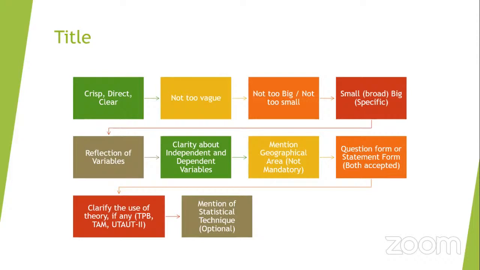The title should be crisp, direct, and clear. There is no scope of ambiguity in the title of a research paper. It should not be vague. It should be clear. Not too big, not too small. Neither should it be so big, nor so small. I will show you some sample titles. Small means broad, and big means specific. If you keep your title small, it will be very broad.